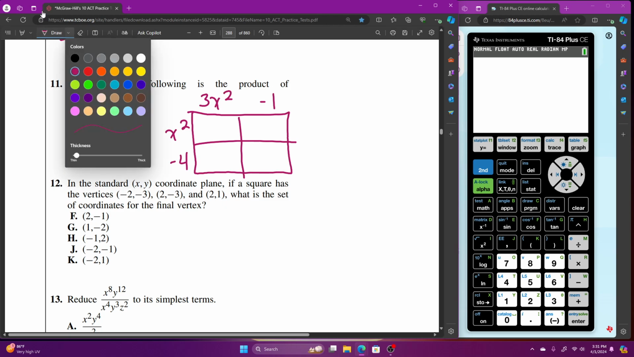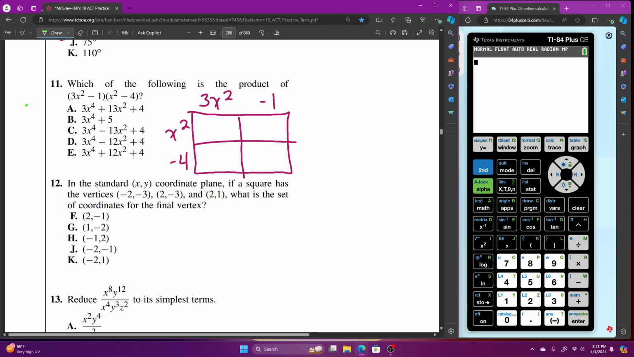And now for our area model, we're gonna multiply our base times width or length times height, however you wanna call it. So 3x squared times 1x squared is gonna be 3x to the power of 4. And then x squared times negative 1, negative x squared or negative 1x squared, however you wanna call it. And then 3x squared times negative 4, positive times a negative, negative 12x squared. And last, negative 1 times negative 4, negative times a negative is positive 4. And I can see they've all got the 3x to the power of 4, so that doesn't help us much.